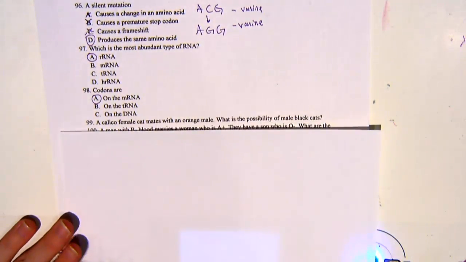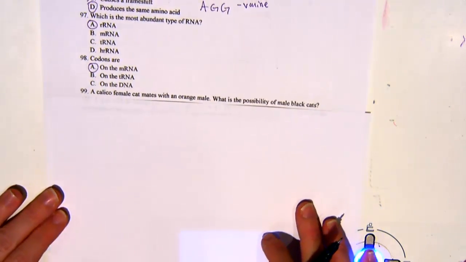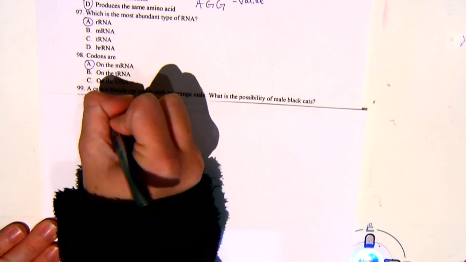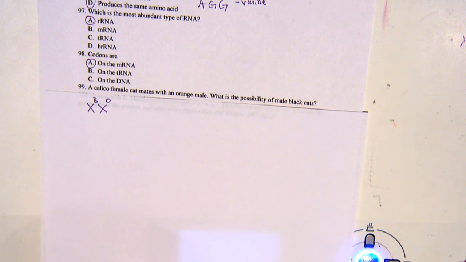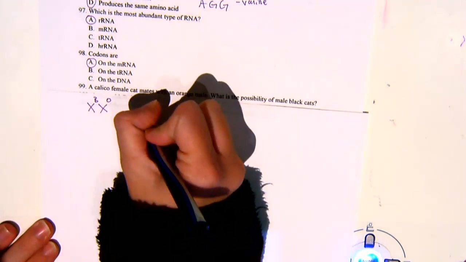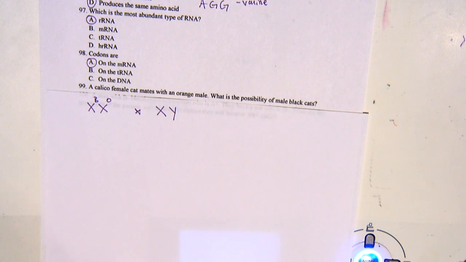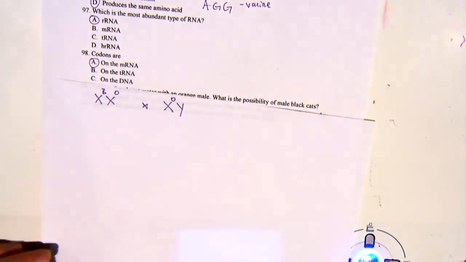99. Okay, we have a calico female cat and an orange male. If we remember the problem we did earlier, we know that calico in cats is X-linked. So if our female is calico, that means both of her X's are going to have a different allele. One X is going to have the black allele, and one X is going to have the orange allele. Then we need to figure out the male's genotype. We know he's going to be XY, and if he's orange, that means his X is going to carry the orange allele.